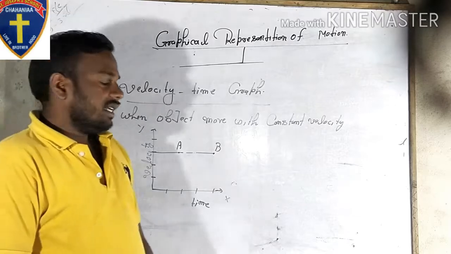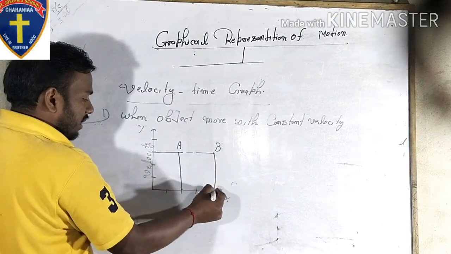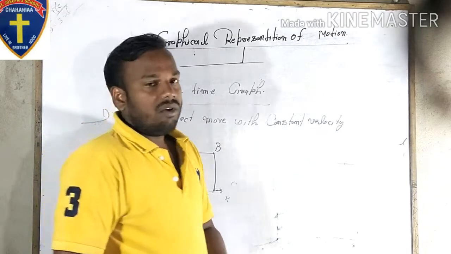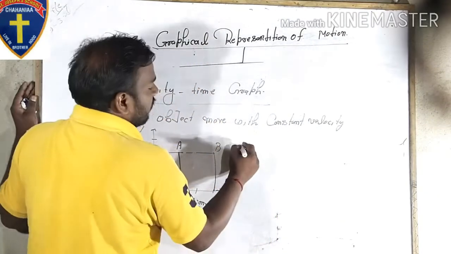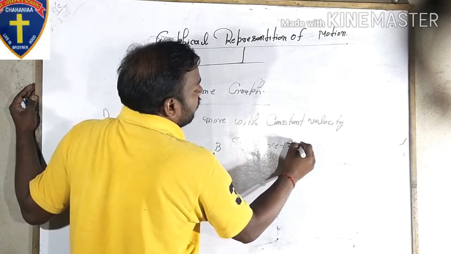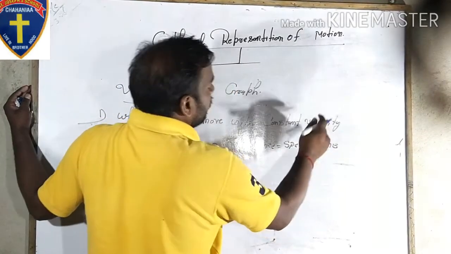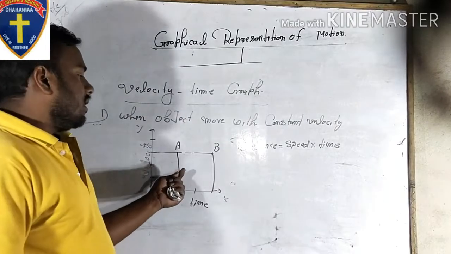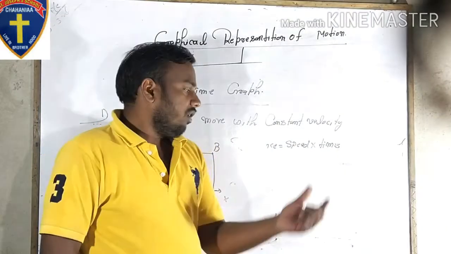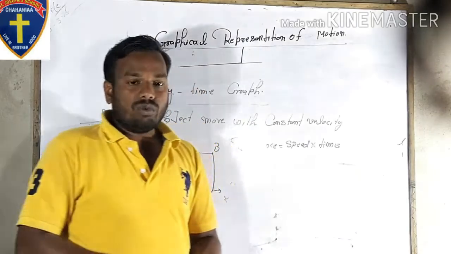So what is the distance traveled on the y-axis, and what is the distance traveled on the x-axis? We know that the formula of distance is equal to speed into time. Here, in this formula, speed and time are multiplied with each other.